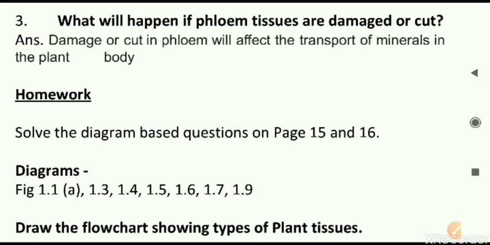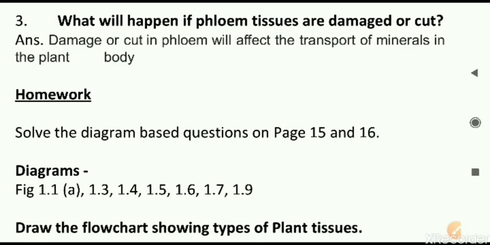The answers to the diagram based questions we will be referring to. We will have a review in the upcoming class. I will tell the answers, but you have to try to solve them this week. If anything is left, we will be reviewing it in the upcoming class. That is all for this class.